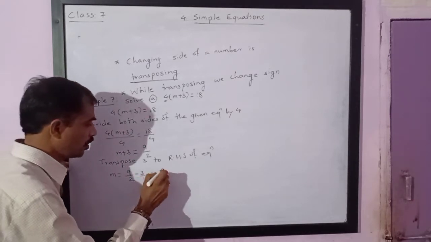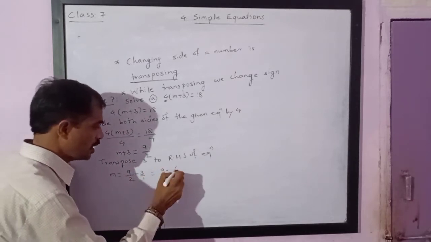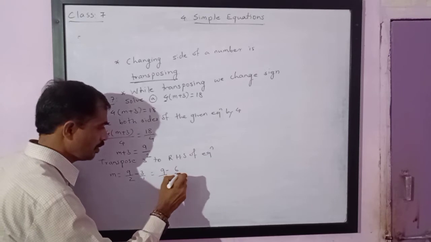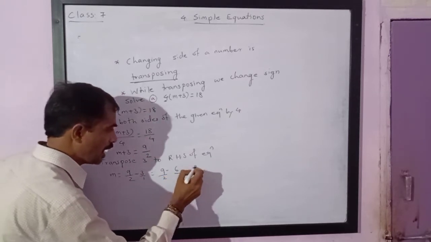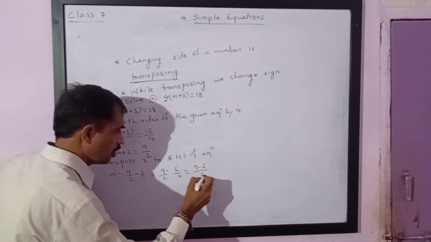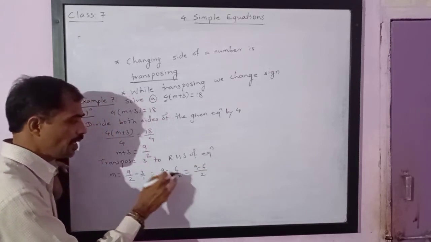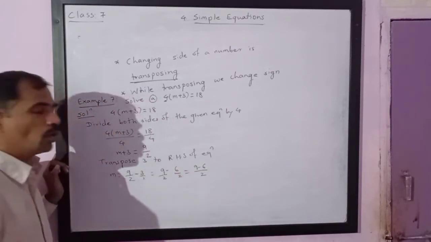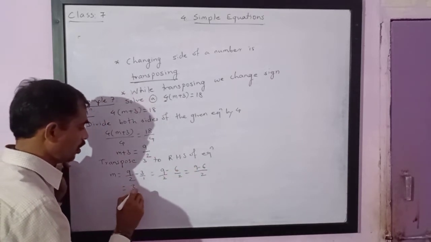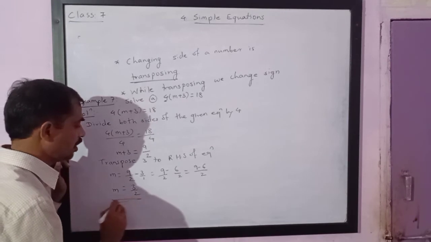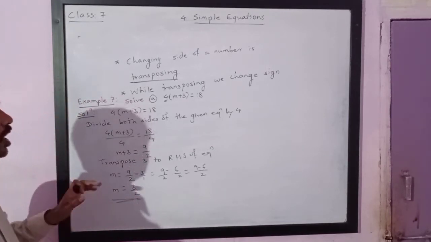So 3 is equal to 6 upon 2. Now the denominators are the same, so we will get 9 minus 6 upon 2. The denominator remains the same, and we subtract only the numerators. So this is equal to 3 upon 2. We have got m is equal to 3 upon 2. We have got the solution.